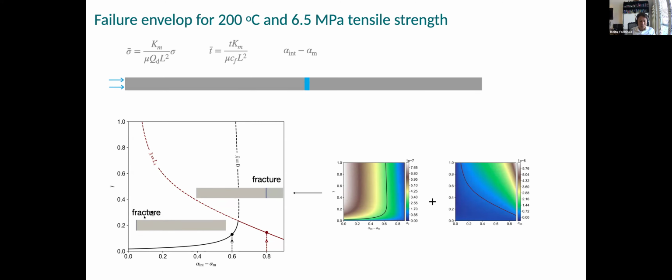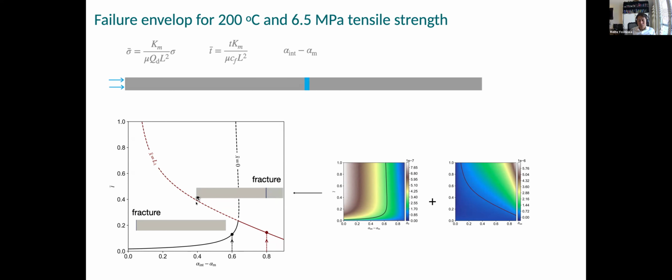We actually did a simulation of this, and we did indeed see fracture at the injection point like this. But if the Biot coefficient difference is greater, say 0.8, we start from here and hit the failure line at the weak interface first. In this case, we get the fracture at the weak interface, not at the injection point.